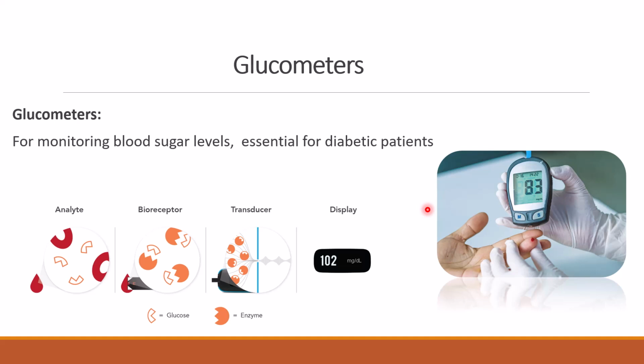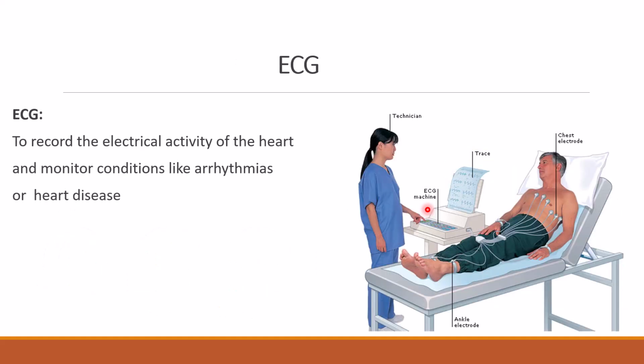We also have the ECG. We use the ECG to record the electrical activity of the heart and monitor conditions like arrhythmias and heart diseases. As you can see, we have 6 electrodes here. We have 2 on each arm, and we have 2 here also.